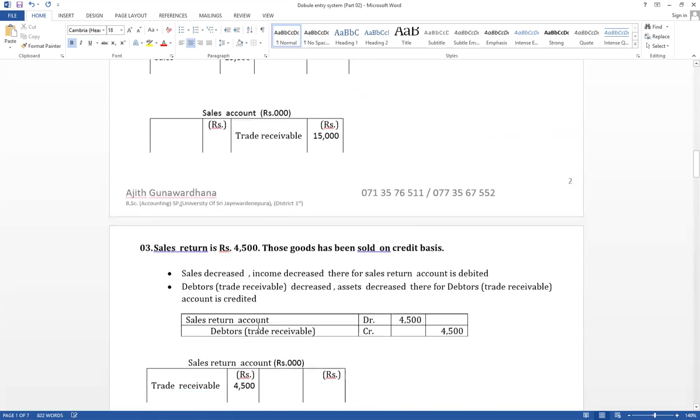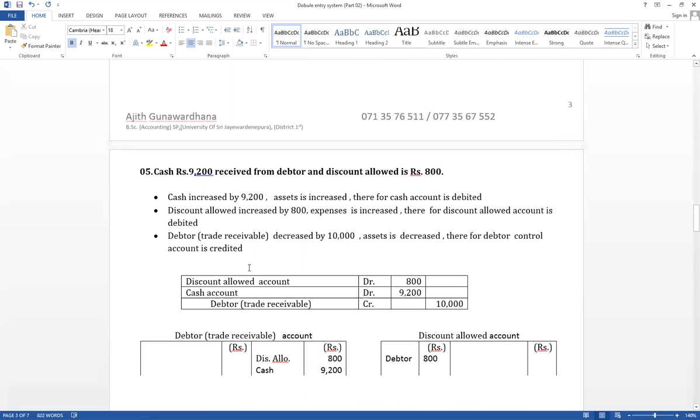Then think about example number 5. Cash received 9,200 from debtor and discount allowed 800. Cash increase 9,200 is an asset increase, discount allowed is an expense increase, and both values affect debtor decrease. There are three effects. Cash increase, asset increase, cash account debit. Discount allowed is an expense increase, therefore discount allowed account debit. Debtor is an asset decrease, therefore debtor's account credit.